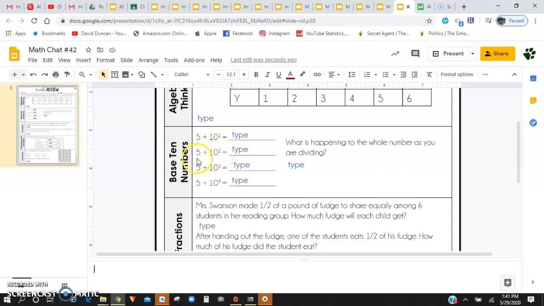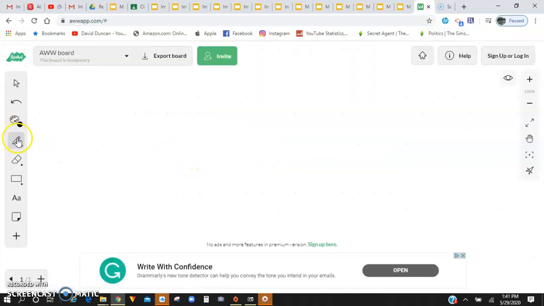So I'm going to start off with this one right here. 5 divided by 10 to the second power, or 10 squared. So it's 5 divided by 10 to the second power. Now, when we're solving this, we know we're going to be moving the decimal to the left because we're dividing. And when you divide, you move the decimal to the left.